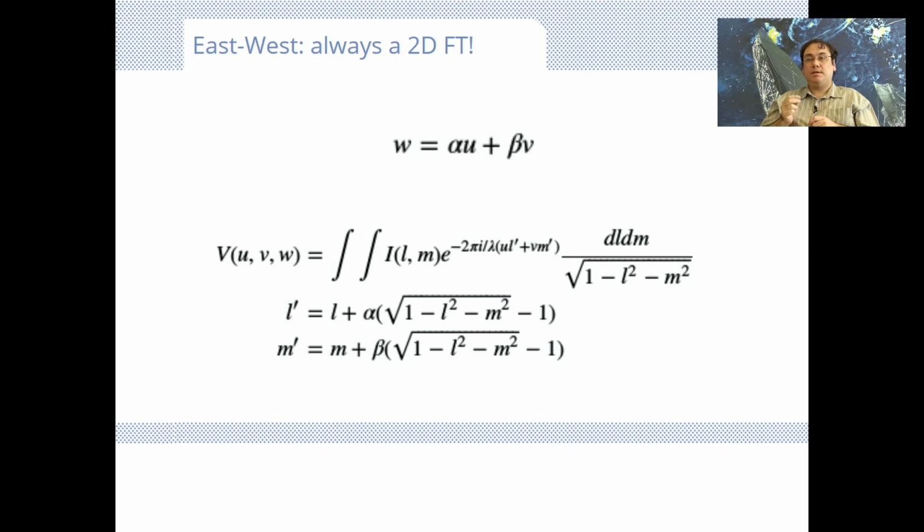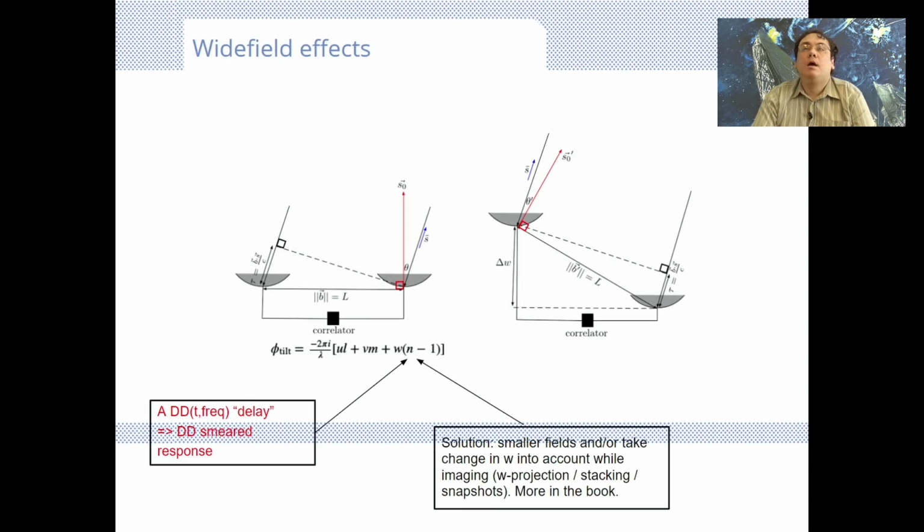Now, for an east-west interferometer, we can just apply a single linear transformation to all the visibilities to bring them back onto a projected W0 plane, as we can indicate over here. Here, we simply decompose the Wn-1 term into new coordinates for L and M prime, and this relationship is still a two-dimensional Fourier transform.